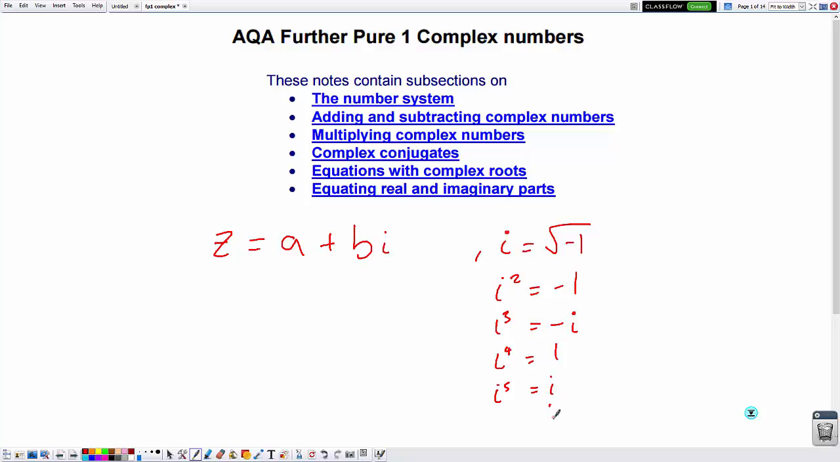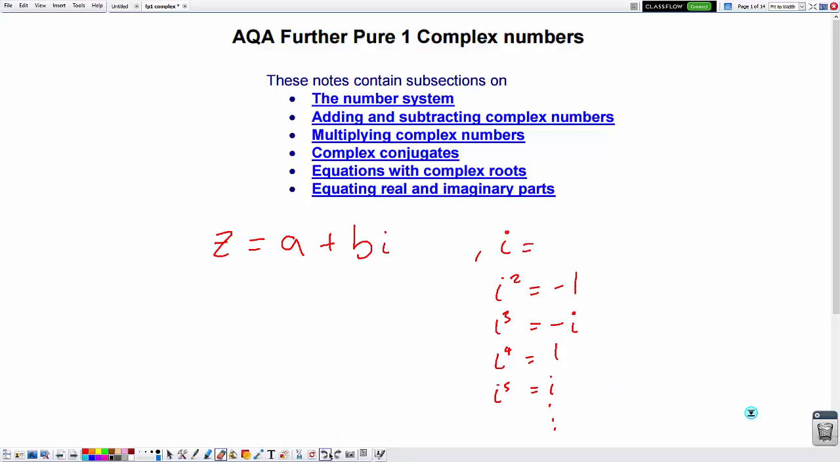And as you can see, this carries on going forever, so there's a pattern. You say it goes i, -1, minus i, 1, i, and so on. -1, minus i, 1.